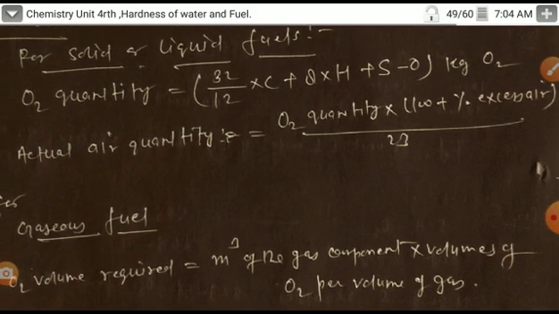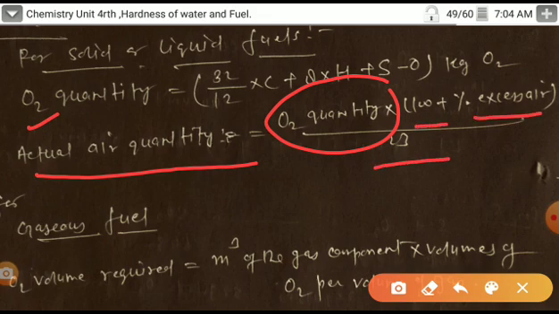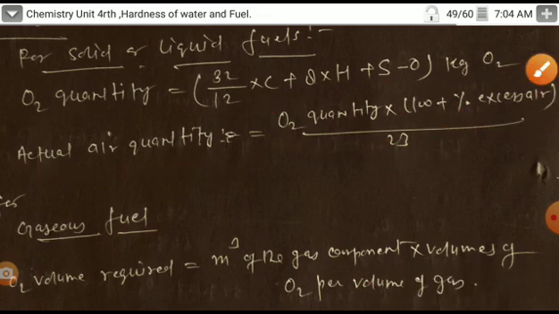Then the actual air quantity is equal to the oxygen quantity, which is calculated from the above formula, put into this formula: into bracket 100 plus percentage excess of air, divided by 23. The percentage excess of air will also be given in the numerical problems. So these are two formulas by which you can calculate the oxygen as well as the air quantity needed for complete combustion of a particular fuel.